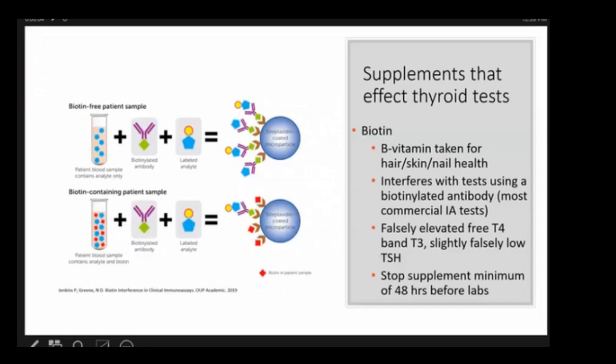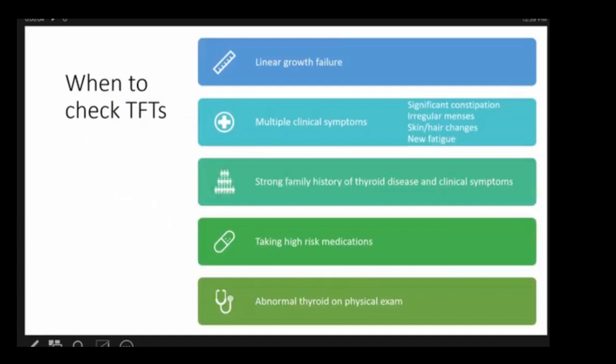When do you check a TFT? In pediatrics, the most important time for us is when a patient is not growing, so short stature or linear growth failure. They have multiple clinical symptoms, and the symptoms of hypothyroidism are kind of nebulous. A lot of kids are constipated, or have irregular menses, skin or hair changes, or new onset fatigue, although we know all teenagers are tired. If there's a strong family history, particularly on the maternal side, of thyroid disease and symptoms, we recommend checking it. Also check if they're taking any of those high-risk medications listed on the previous slides, or if you feel they have an enlarged or abnormal thyroid on physical exam.